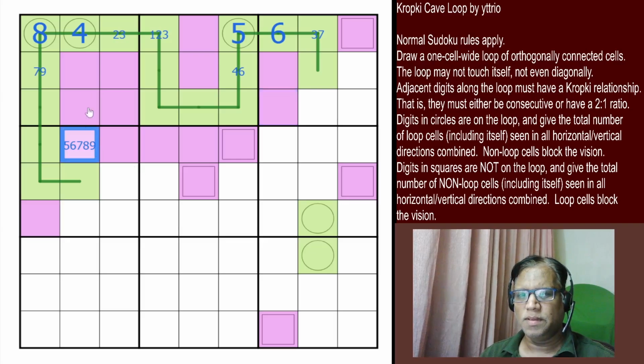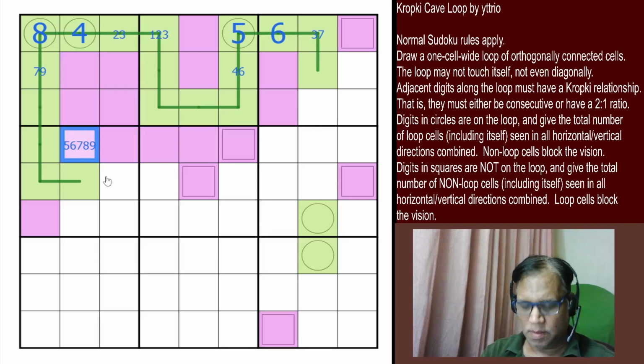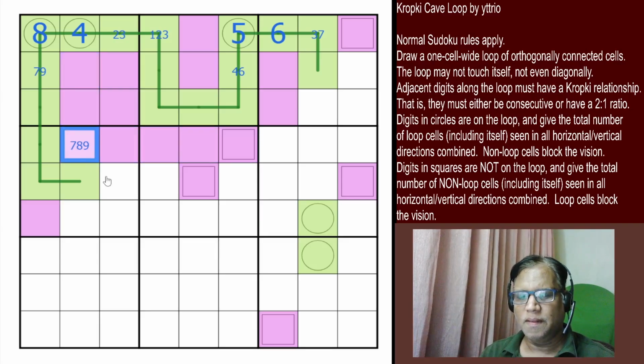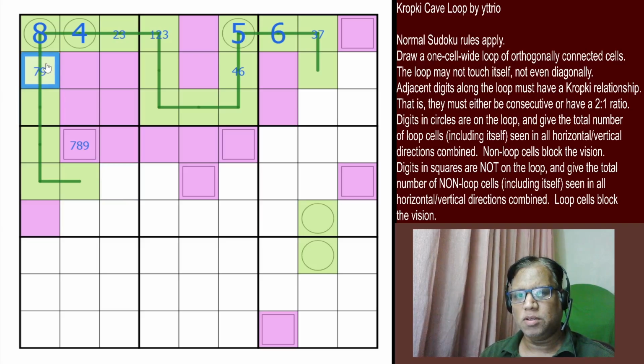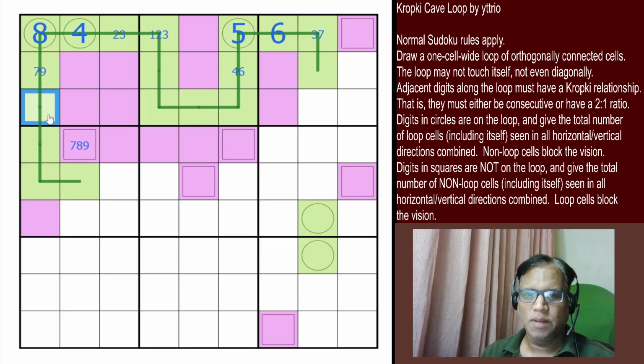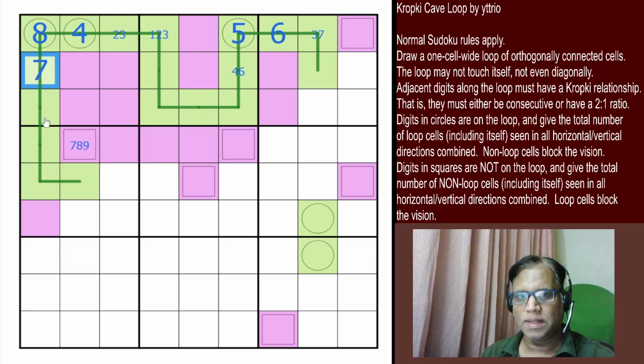5, 6. Oh, what is this now? This is a long, big number, right? 1, 2, 3, 4, 5, 6, 7. Okay, 7, 8, 9. So that cannot be 9, right? Because if 9, the only possibility for 9 is the neighboring 8, but 8 is already there. So clear that has to be 7. And that means that has to be 6 because 8 is done.